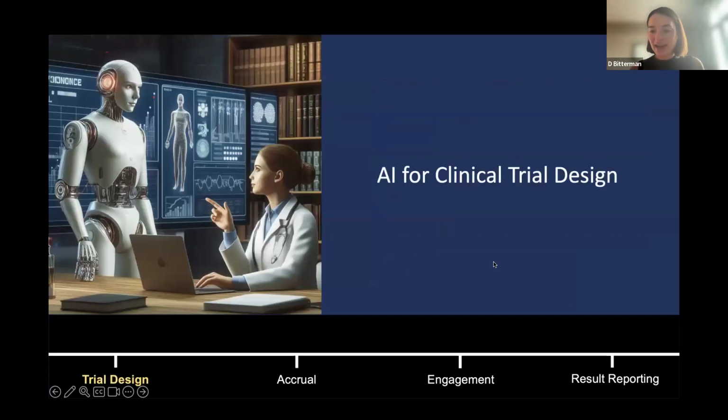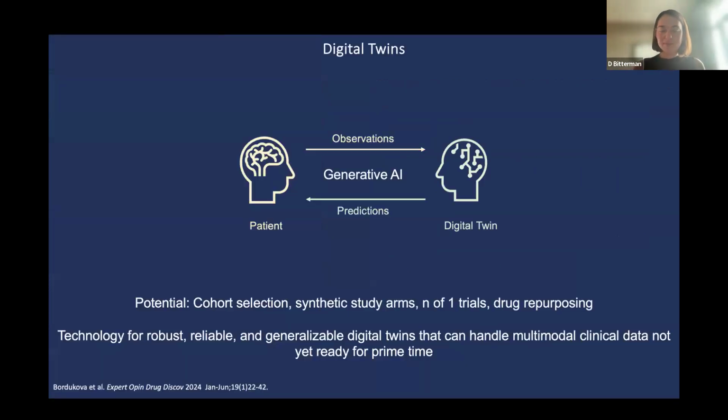So first, AI for clinical trial design. There are different ways that AI might be able to support clinical trial design, but I wanted to highlight one early area that's potentially exciting, and that's the use of digital twins. Digital twins are virtual representations of patients' data that are generated by a generative AI. So these are models that are trained on past patients to predict what happened in the future to those patients.